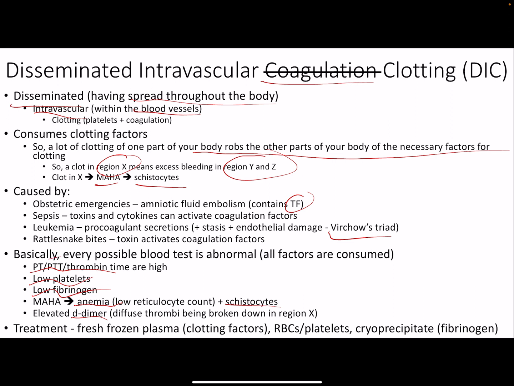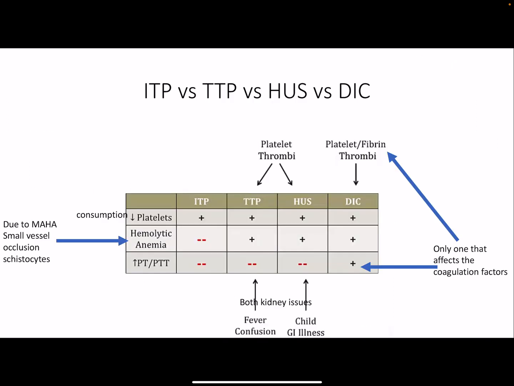So we saw all of this. But nevertheless, in region X, we had a ton of clotting, and eventually that clot's going to be broken down, and that's going to give us a lot of D-dimers. So the treatment would be fresh frozen plasma to replenish the clotting factors, the red blood cells, because we had the shearing, the generation of schistocytes in the microvasculature and the MAHA, the platelets, because we said it's not coagulation, it's clotting. We're using up a lot of our platelets as well. And then we also want to replenish the fibrinogen. So we're going to go ahead and provide cryoprecipitate.